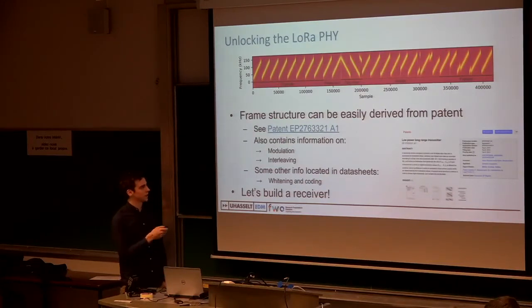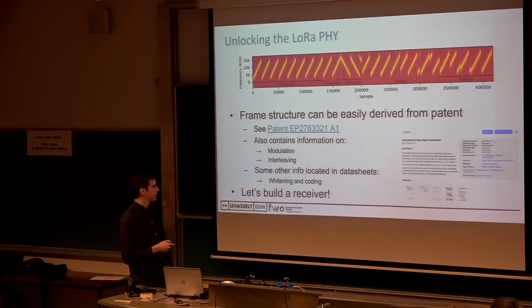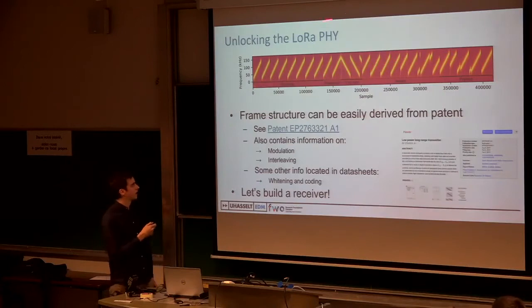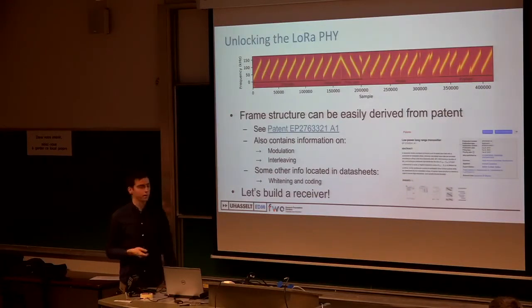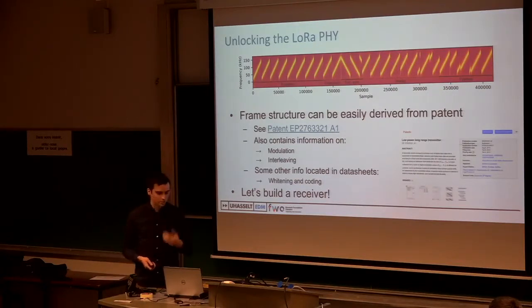And actually, in the case of LoRa, there can be some symbols from the payload in the header as well. So this frame structure can be easily derived from the patent, and here's the link if you're interested. It also contains information on how exactly they encode data into this format, so the modulation and interleaving. Some other information is located in data sheets. For example, whitening and coding is not covered in the patent, but it's somewhat discussed in the white papers.